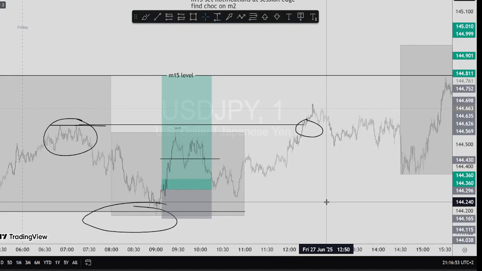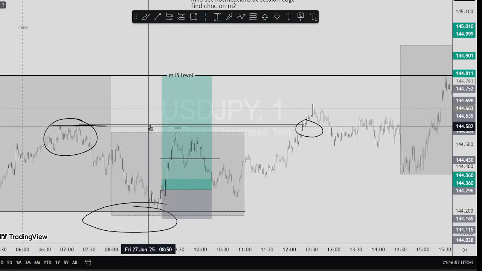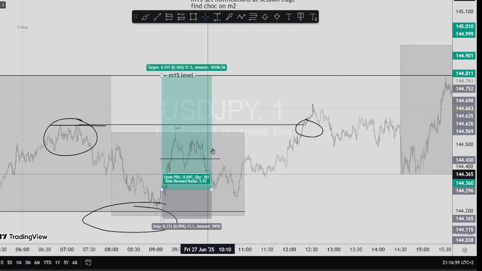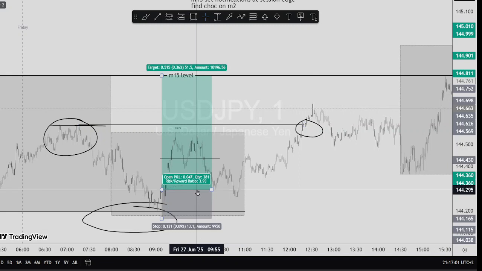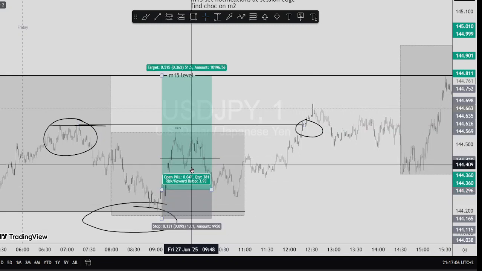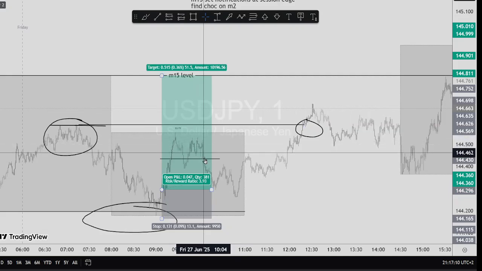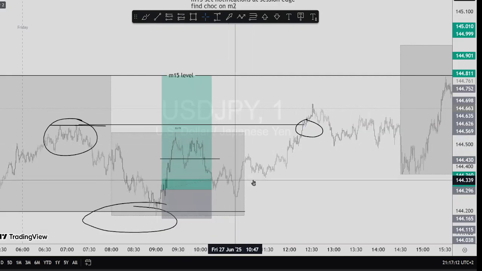So there's two. Partial here is 10%, that's a 1-to-1. Partial here is also 10% of the position, of course, and their value is more than 10% because they are further from the entry, right? But yeah, that's the model.